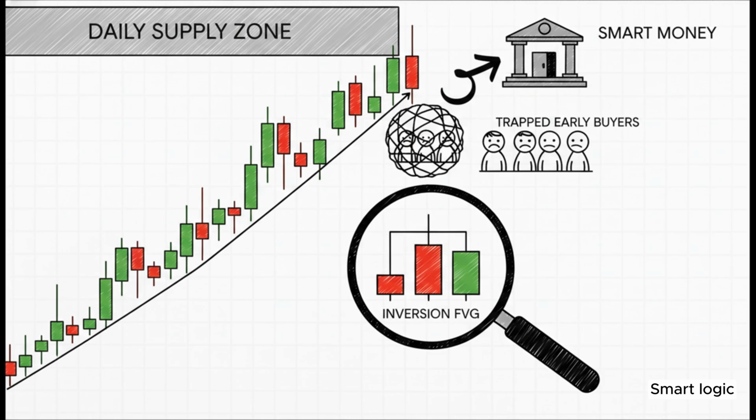Or, even better, we want it to tap into a massive daily supply zone where huge institutional sell orders are just sitting and waiting. When you see this specific combo, it tells a crystal clear story. It screams that the smart money manipulation phase is officially over. Early buyers are completely trapped at the highs, and the true aggressive distribution phase is ready to rip. That, my friends, is when the biggest moves happen.